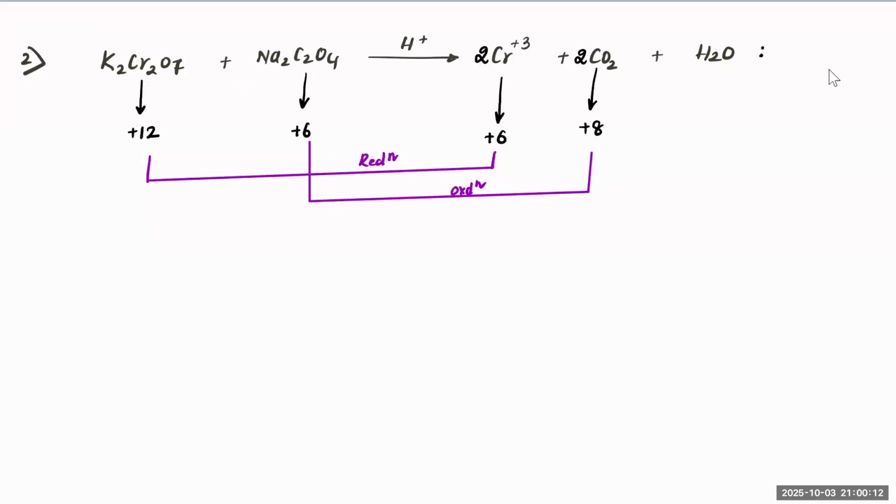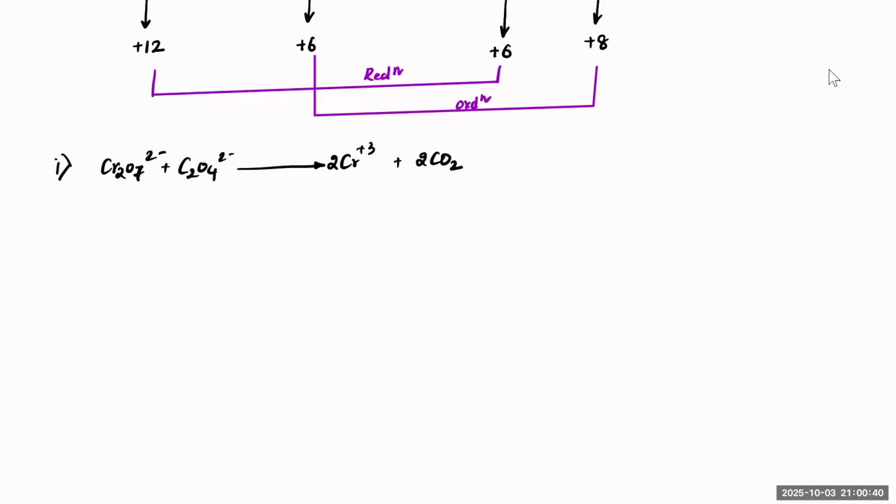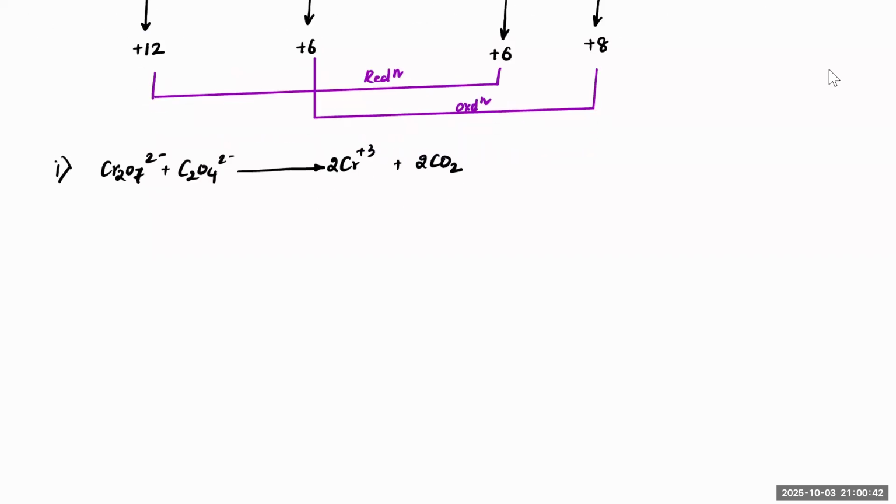And now you have to write the half reactions. So what do we do? First we have to write the ionic form. So ionic form is Cr2O7 2 minus, I'm removing the spectators, C2O4 2 minus. That is giving Cr plus 3, 2Cr plus 3 plus 2CO2. That's it. H plus and water, you don't have to worry about it. We will be adding it anyway at the end.